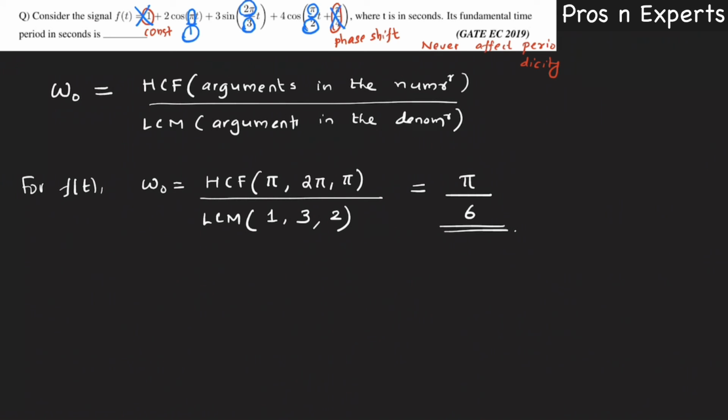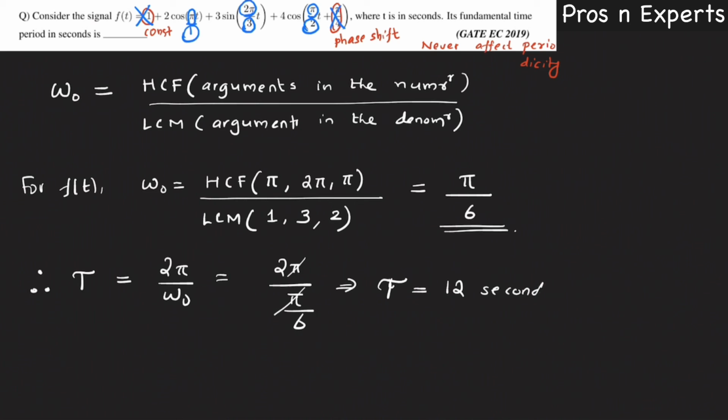The question is to find the fundamental time period. Therefore, the fundamental time period in seconds is equal to 2 pi by omega 0, which can be written as 2 pi by pi by 6, or pi cancels, and finally T equals 12 seconds. So the answer for this question is 12.